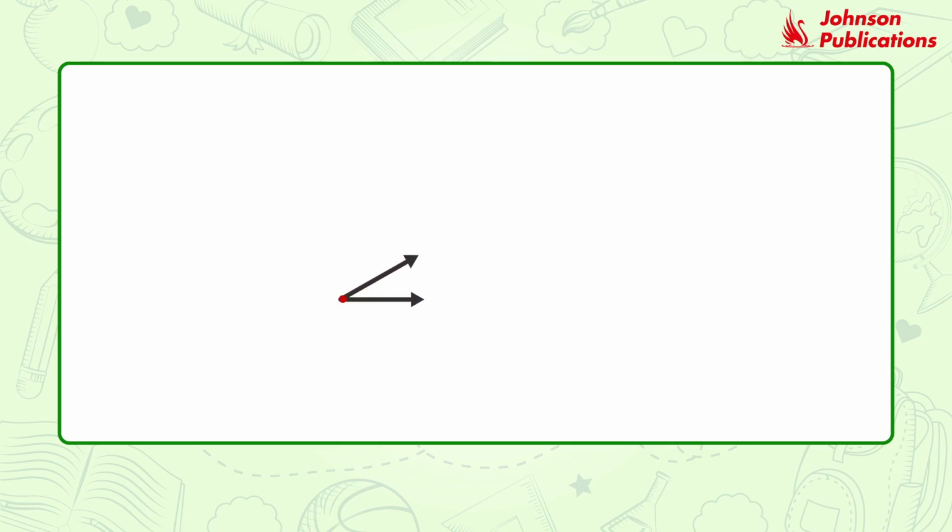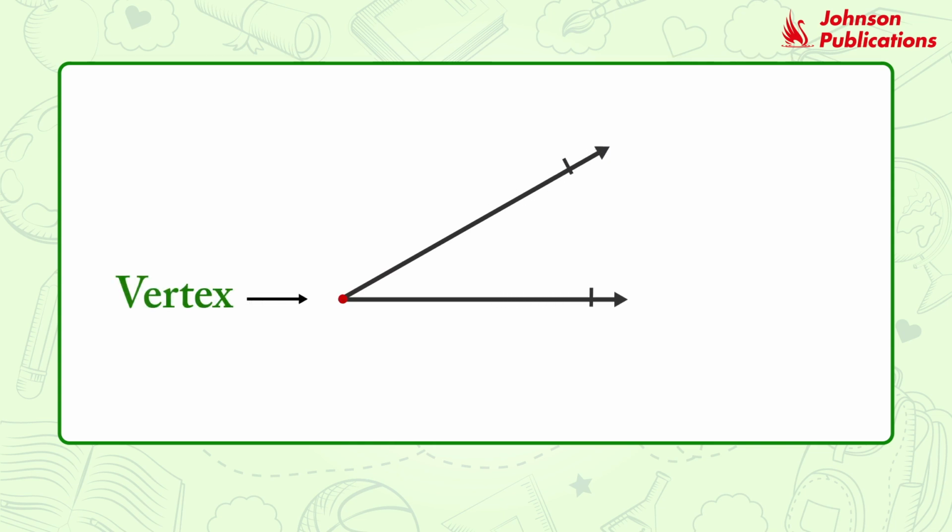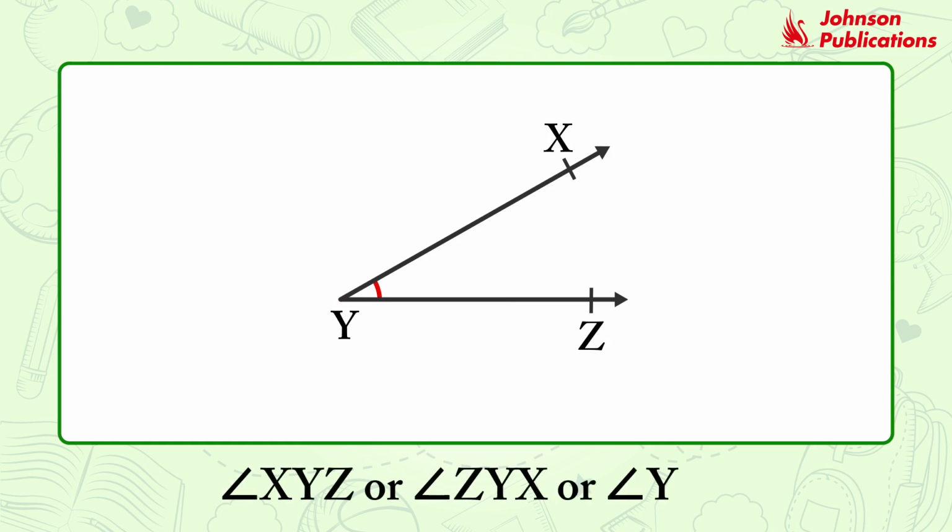The point where the rays originate is known as the vertex. Ray 1 and ray 2 are known as arms of the angle. An angle is formed and is written as angle XYZ or angle ZYX or angle Y. This is the symbol used to represent an angle.